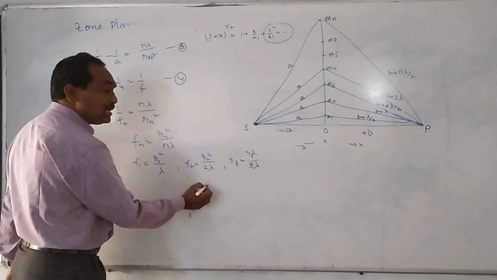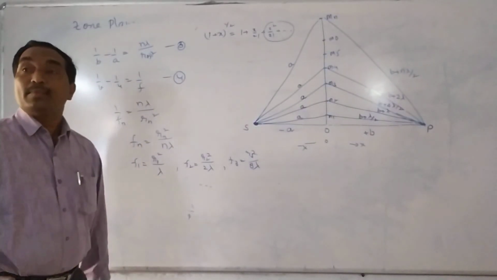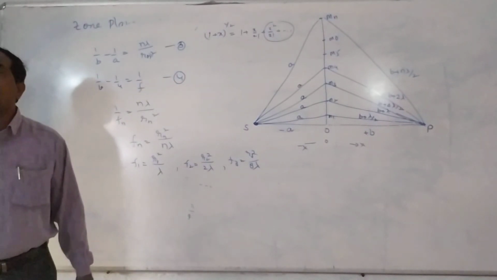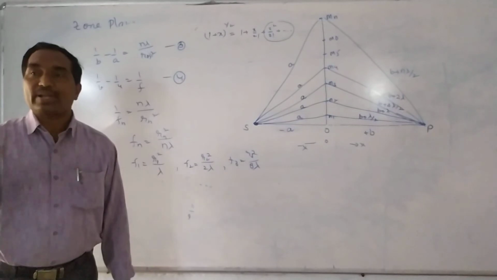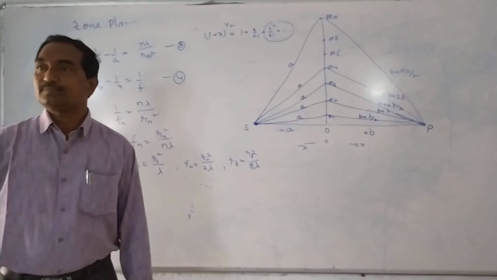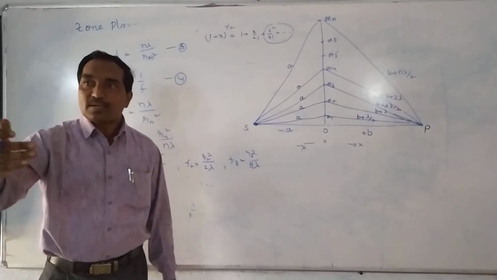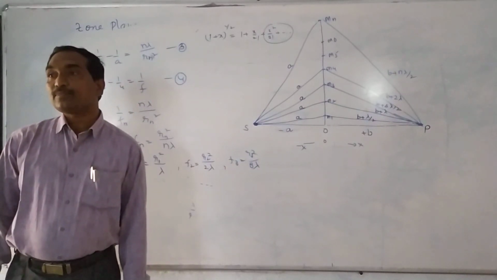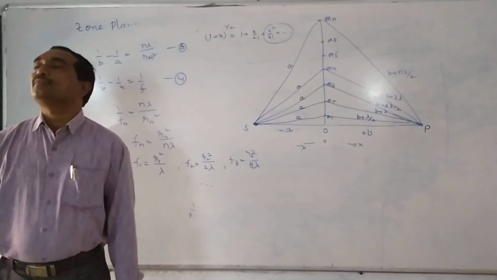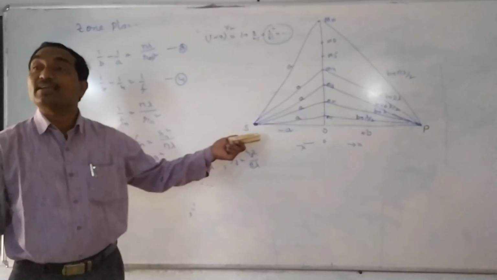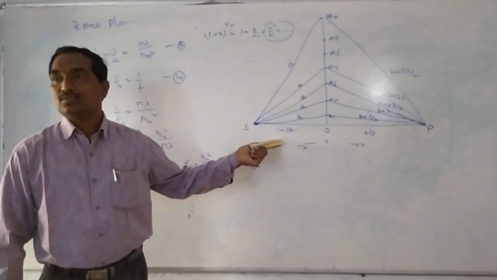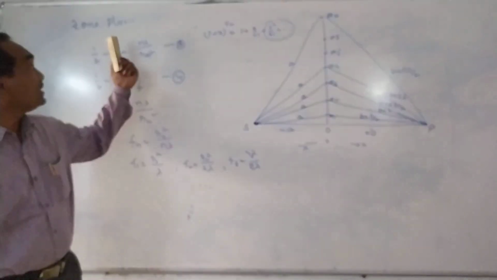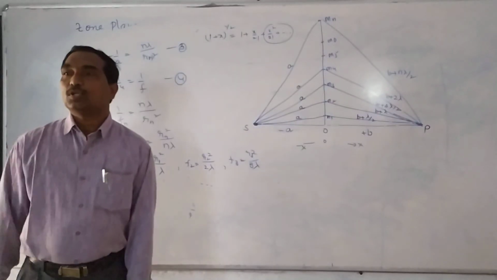Similarly, this zone plate acts as a converging lens with multiple focal lengths, just like our eye. You know, our eye can also change its focal length, so that we can see nearest objects and far objects also. But a convex lens has only one focal length, whereas the zone plate has multiple focal lengths. So this is the importance of the zone plate. Okay, thank you.